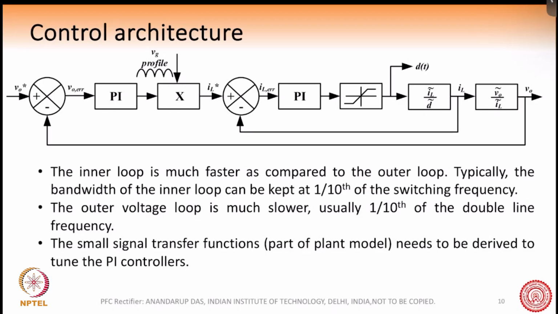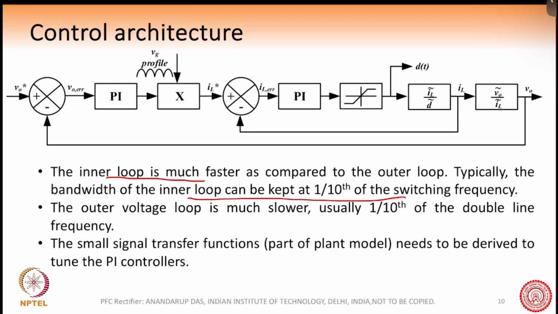This inner current loop and the outer current loop sometime later. Okay, but what is important here, which we always follow, is that the inner loop is much faster compared to the outer loop, at least 10 times faster. So the bandwidth of the inner loop can be kept at 1/10 of the switching frequency.